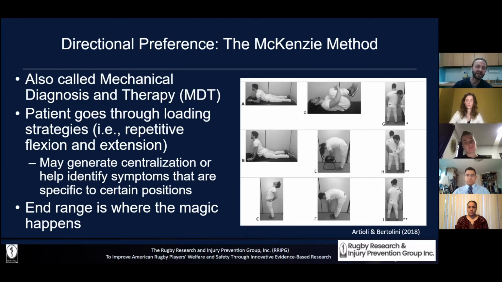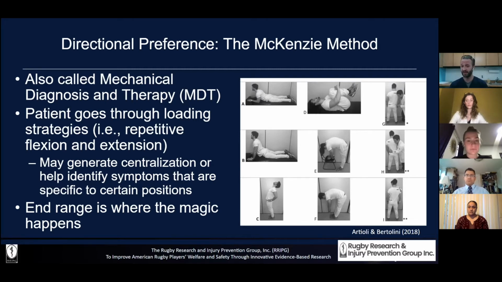And in the McKenzie world, we always say end range is where the magic happens. So what does that mean? It means when you start bringing a joint, any joint, whether it's an elbow or a finger or a knee or a hip, in this case, we're talking about a low back, a lumbar spine. When you start bringing those joints as far as they can go in one direction, you're going to start to get information out of that joint, better or worse, right?